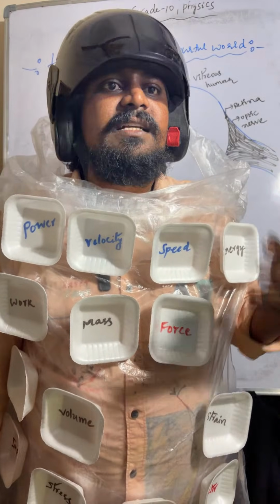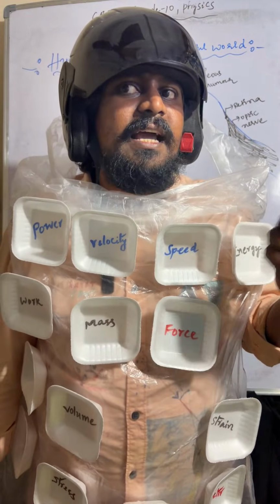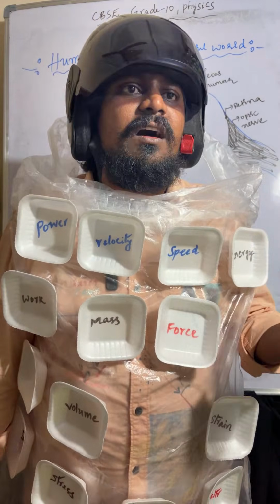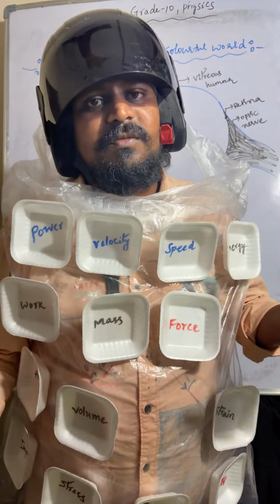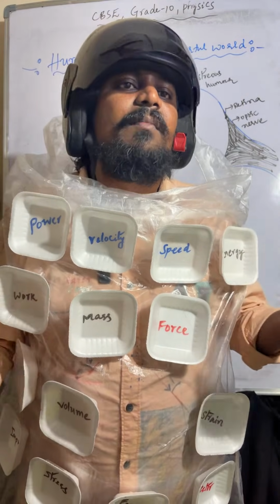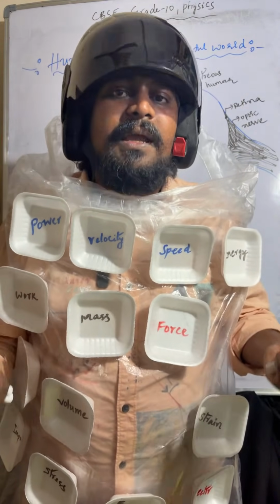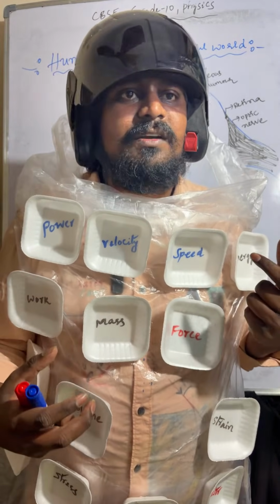Coming to the iris. Iris is a dark muscular diaphragm which controls the size of the pupil. The pupil will control and regulate the amount of light entering into the eye.